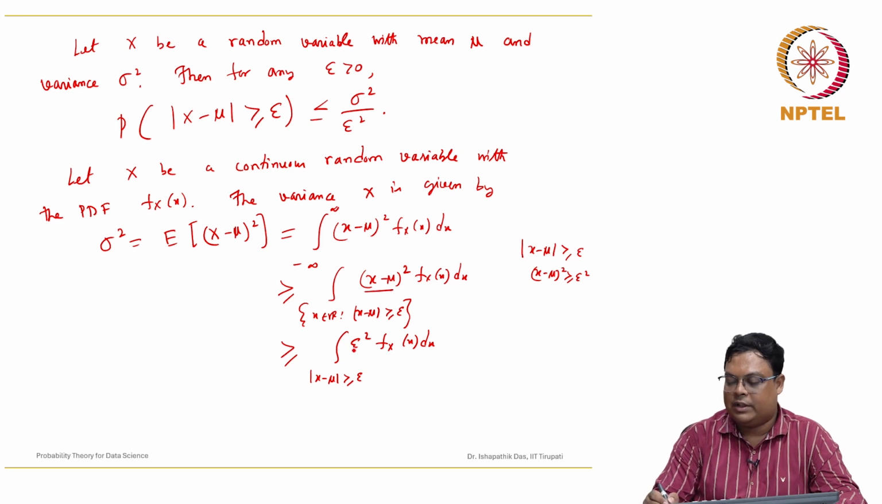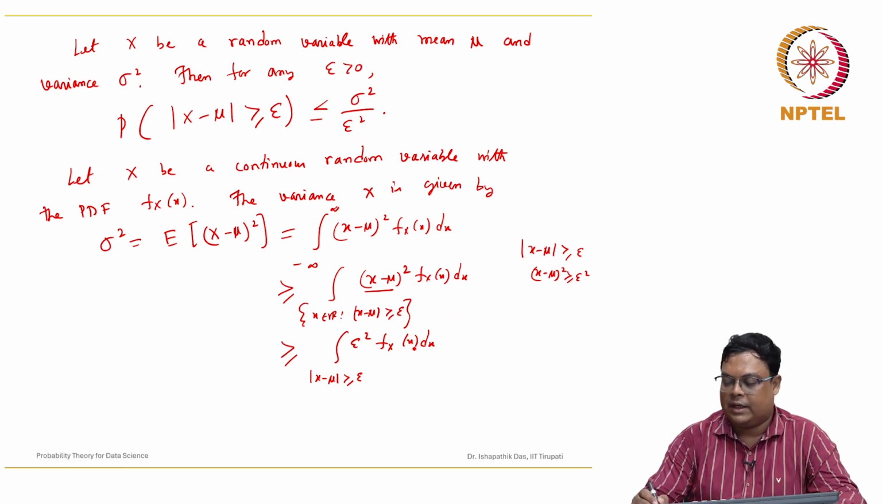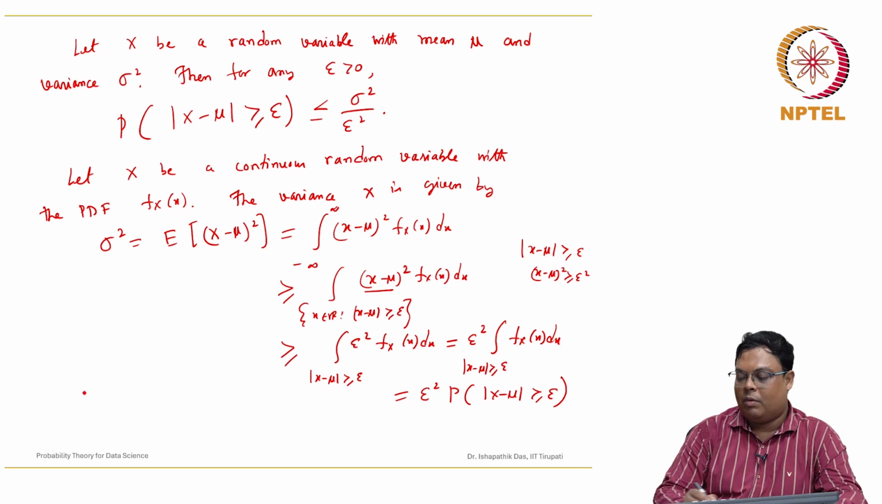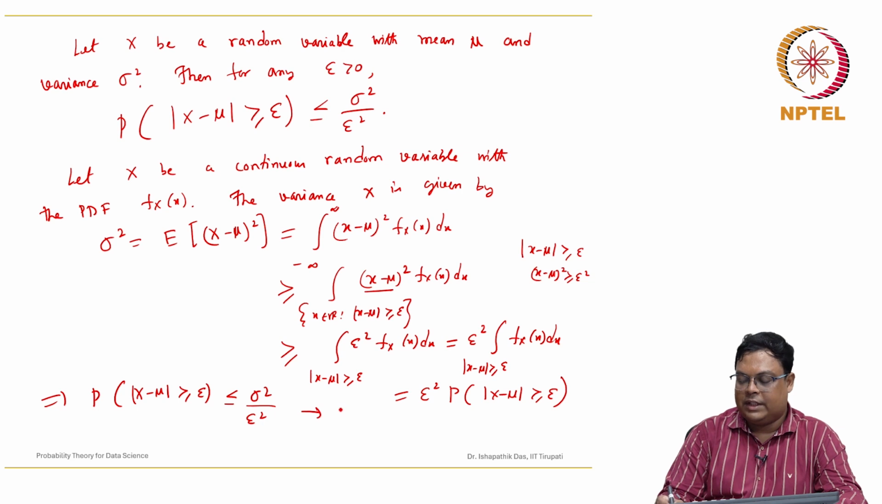Because this value is greater than or equal to epsilon square, this integration will also be greater than or equal to the integral with epsilon square. So this is equal to epsilon square times the integral over |x minus mu| greater than or equal to epsilon of f(x) dx. Now what is this? It is a density function, and by the properties of the density function, this is nothing but epsilon square times the probability that the random variable takes a value with |x minus mu| greater than or equal to epsilon. So from the whole part we get that the probability that |X minus mu| is greater than or equal to epsilon is less than or equal to sigma square by epsilon square. So this is called the Chebyshev inequality.